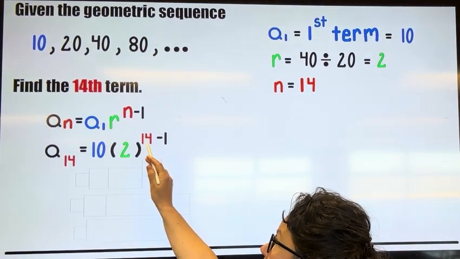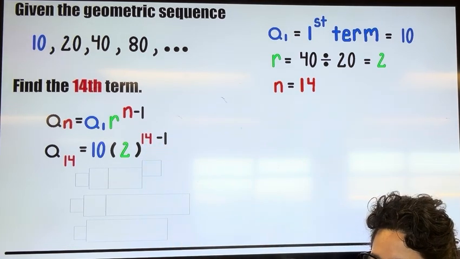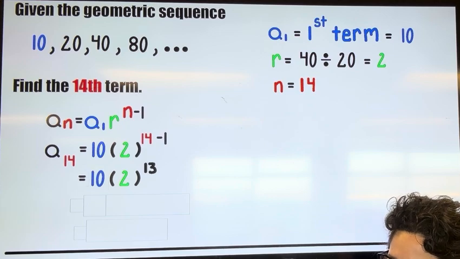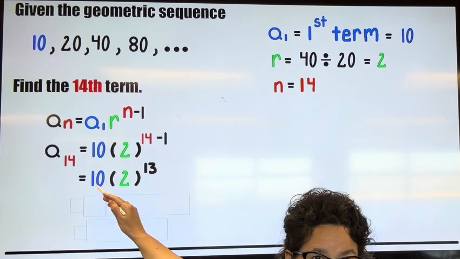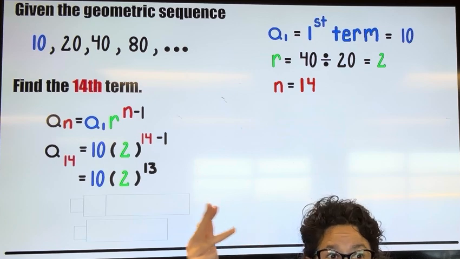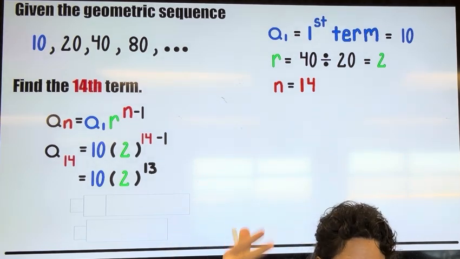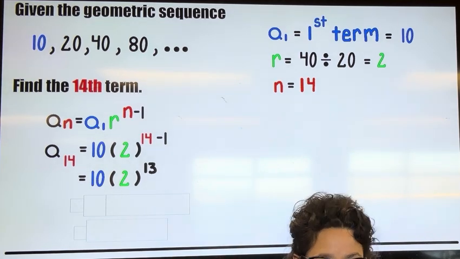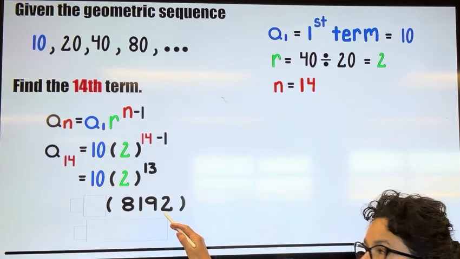Let's find the answer to the exponent first. 14 minus 1 is 13. And then I'm just going to bring everything else down. Order of operations, we want to do exponents before multiplication. So 2 to the 13th, 2 times 2 times 2 times 2 times 2 times 2 times 2 times 2 times 2 times 2 times 2 times 2 times 2. Or you can use the feature on your calculator, to the power of. And if you multiply all that together, you get 8,192.